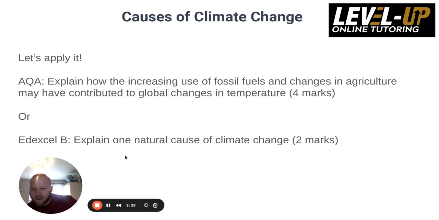Nice little 2 marker there. Explain one natural cause. So you could choose orbital changes, volcanic activity, or solar activity, and just explain one for 2 marks. Explain words like therefore, this leads to, as a result of this. You need to get those connectives in.